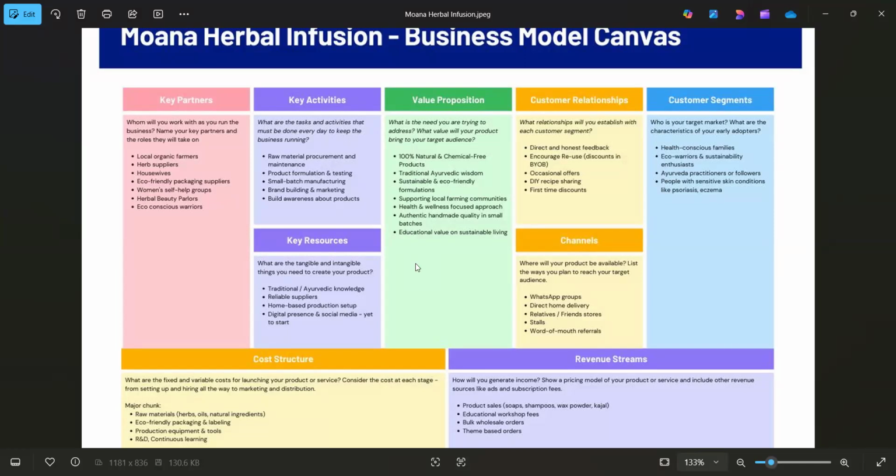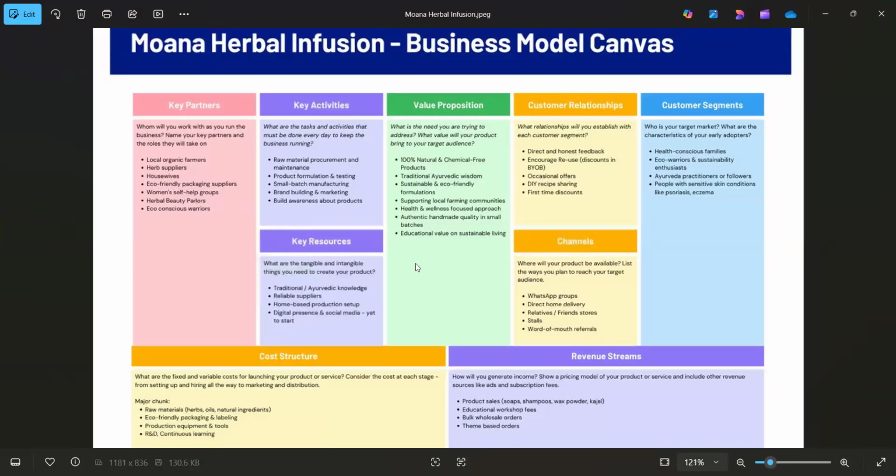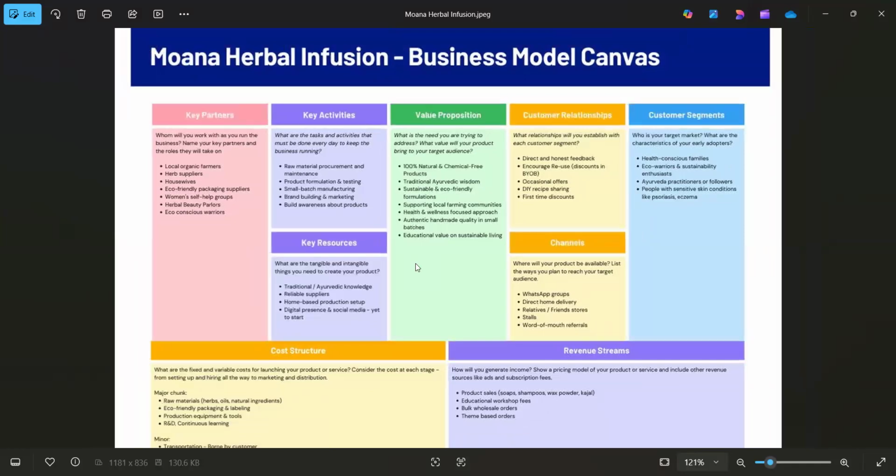Then we have beauty parlors where we supply certain things like wax powder. They also act as marketing for us, key partners who help sell our products. Then eco-conscious warriors, who are looking for such eco-conscious products. Those people are listed as key partners.